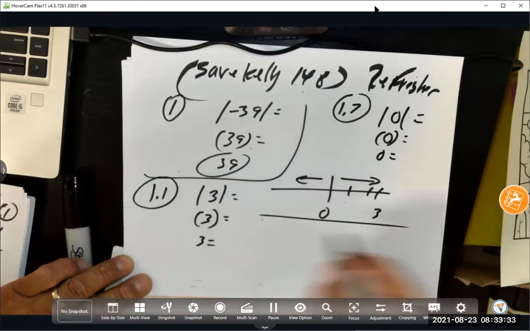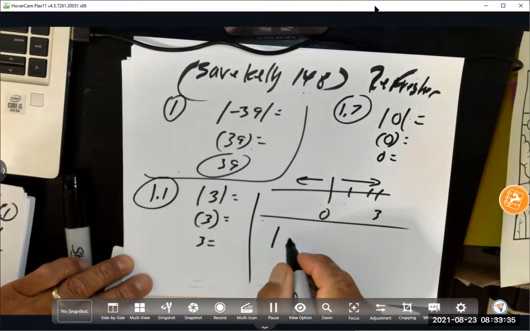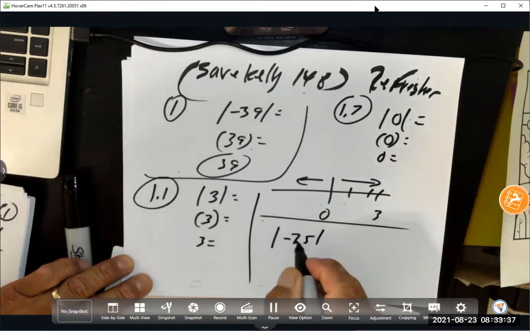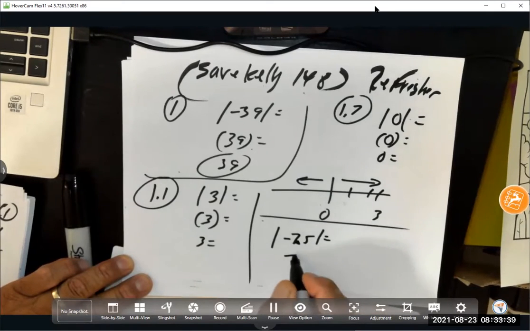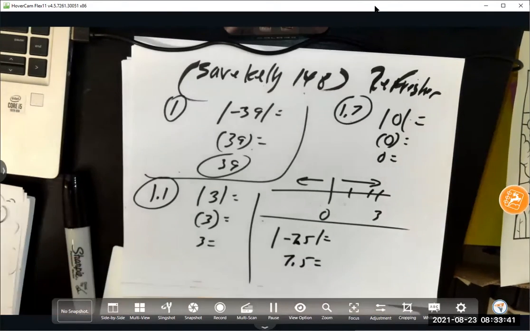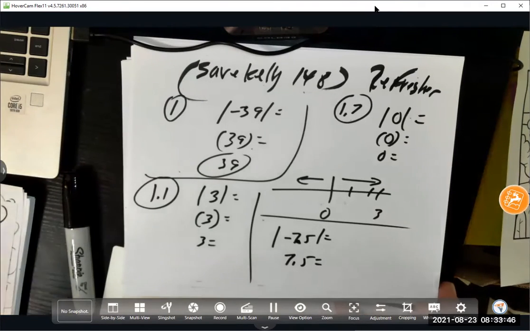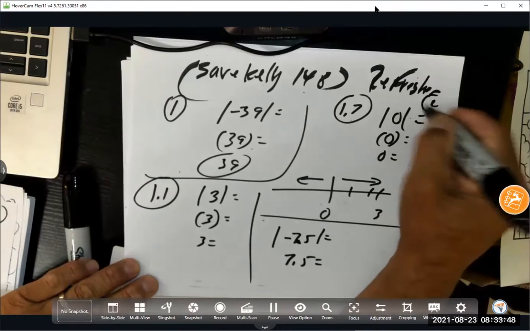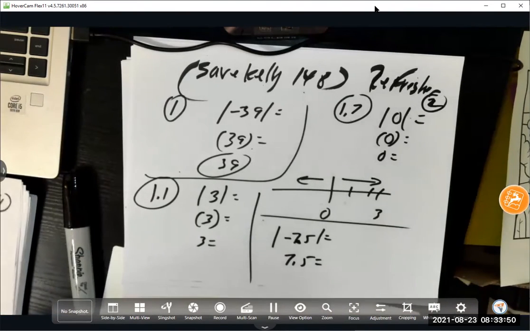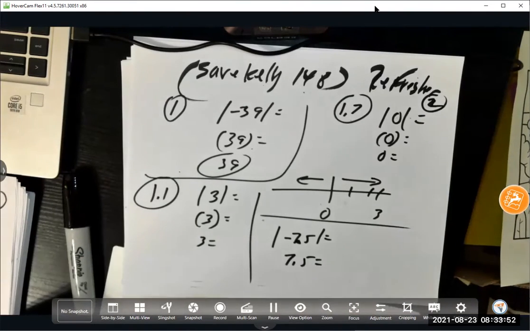Okay, one more. The absolute value of negative 7.5. All you're going to do is write 7.5 like that. Okay, so absolute value means you just switch it to a positive answer. That's all. Is that okay? Absolute values, you did those somewhere. I know. Okay, I'm going to go to the next page.